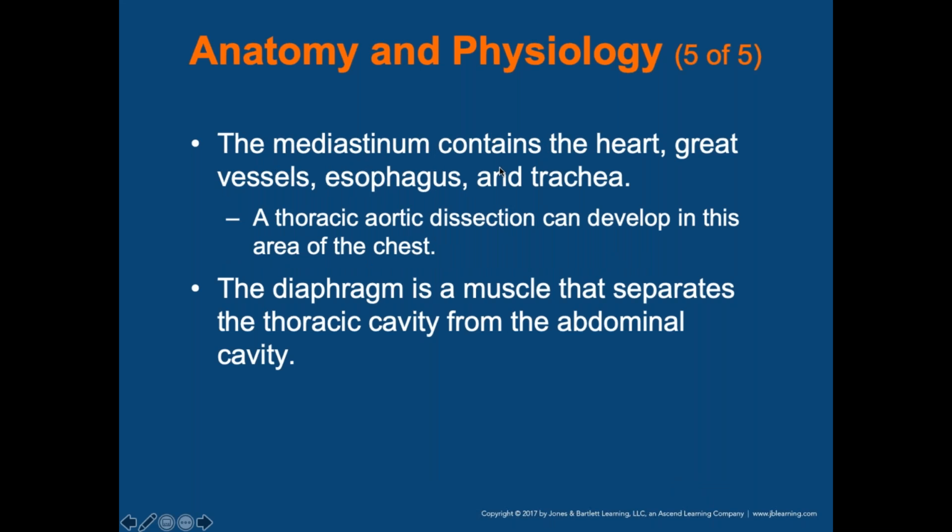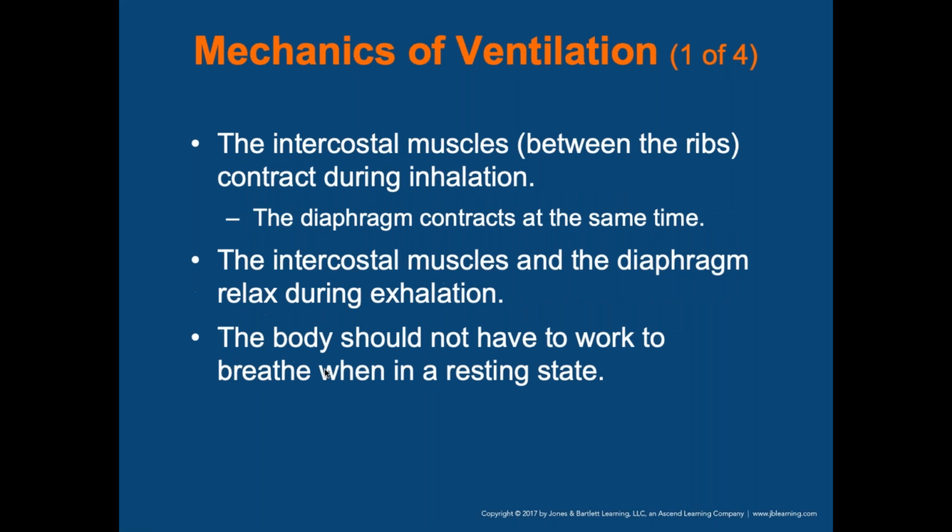The mediastinum contains the heart, the great vessels, the esophagus, and the trachea. So think about the upper part of the chest. A thoracic aortic dissection can develop in this area of the chest, where we have the aorta actually dissecting, causing a significant bleed. The diaphragm is the muscle that separates the thoracic cavity from the abdominal cavity. That's the muscle between the two.